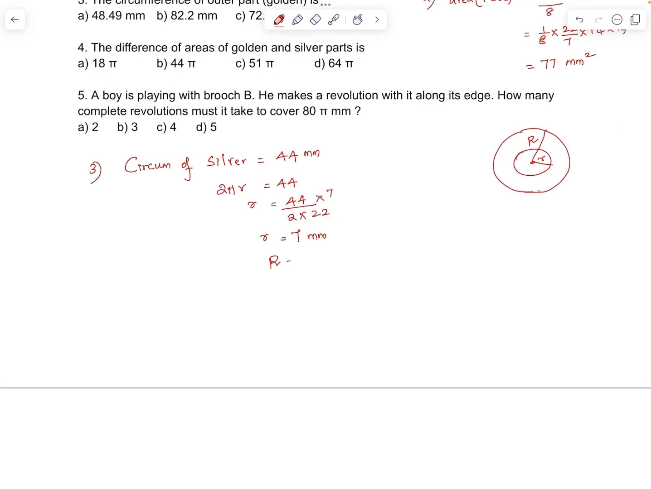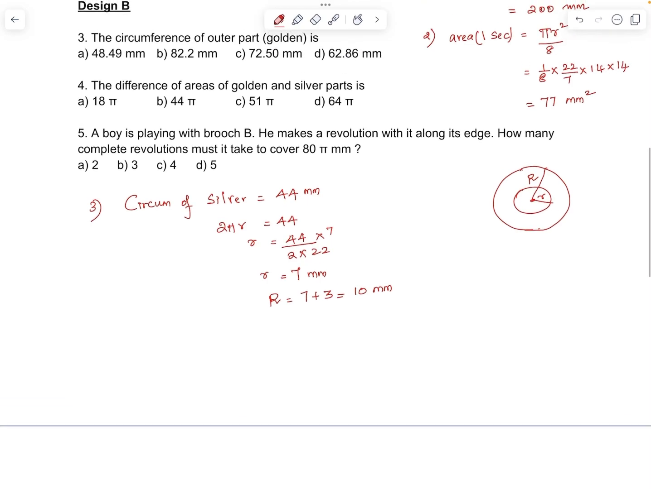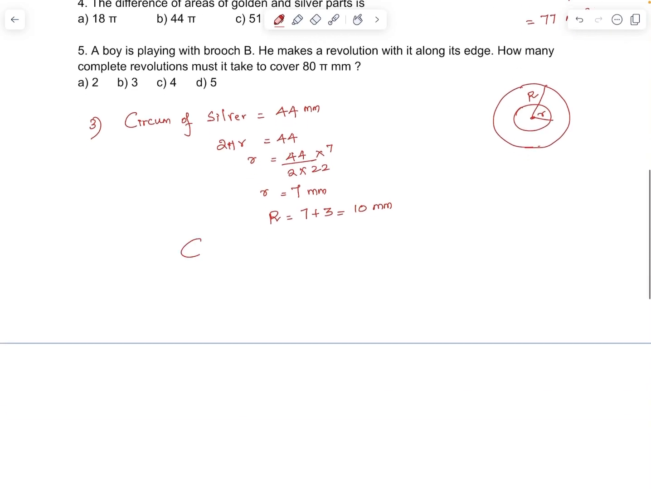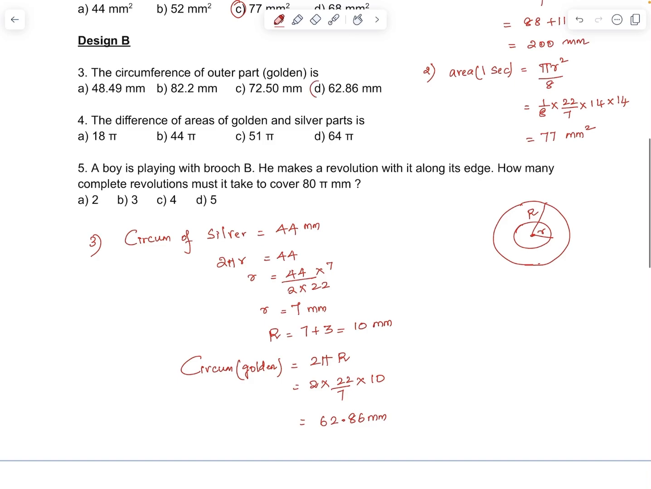To get the radius of the outer ring, we have to add that uniform width, which is 3. So the radius of the outer ring is 10 millimeter. Now in the question, we are supposed to find out the circumference of the outer part. So circumference of golden part, which is again 2 pi capital R, 2 times 22 by 7 into 10, which gives us 62.86 millimeter. So the answer is option D.